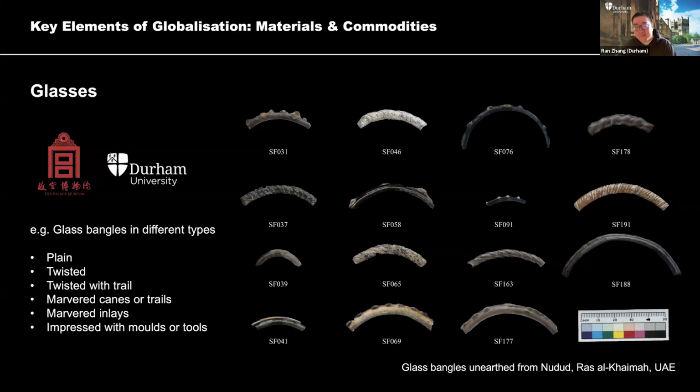And also, in our archaeological collaboration with the Palace Museum in Beijing, we have an excavation at a site in the United Arab Emirates, in Ras Al-Khaimah. I will talk about this site. We found different types of bangles, glass bangles. They are plain, they are twisted, they have different types of decorations, and we believe that with scientific archaeology, we can really identify and find the original making places.